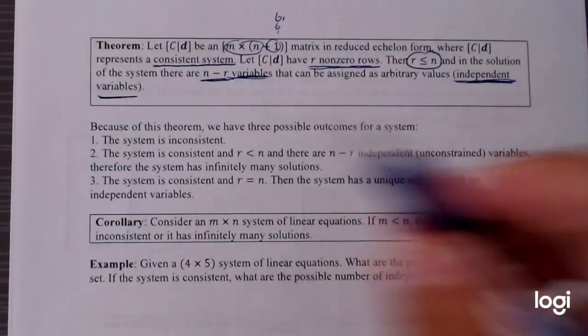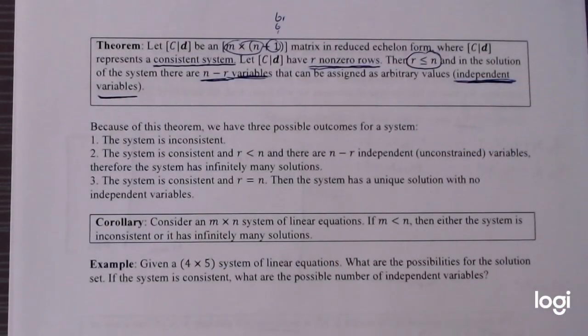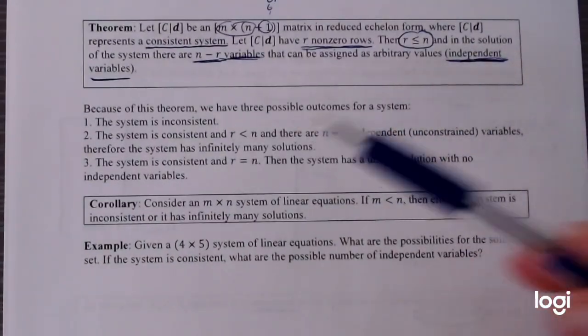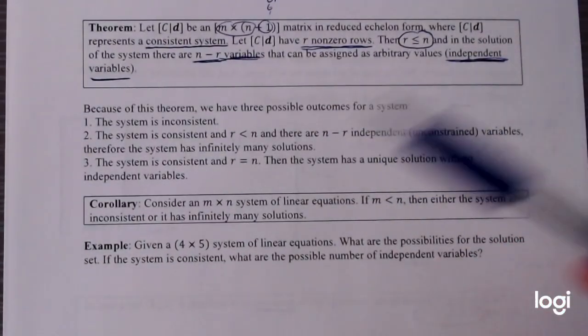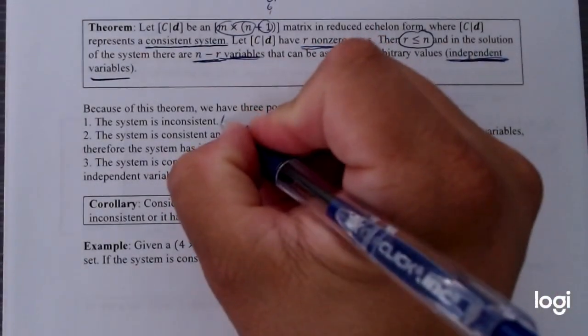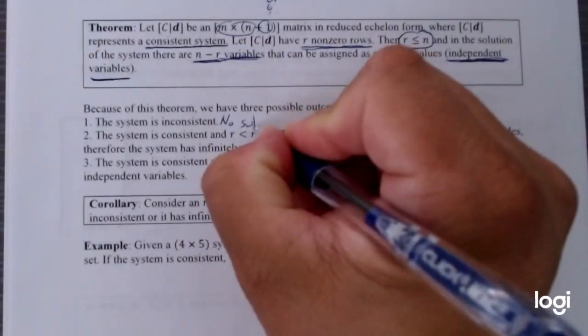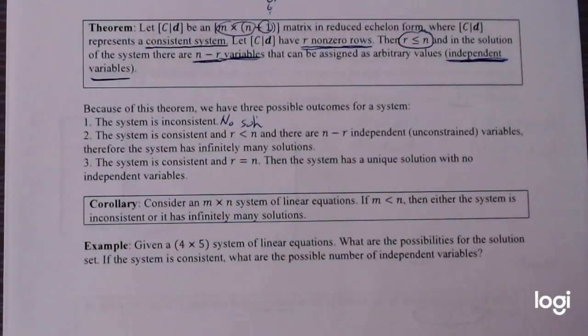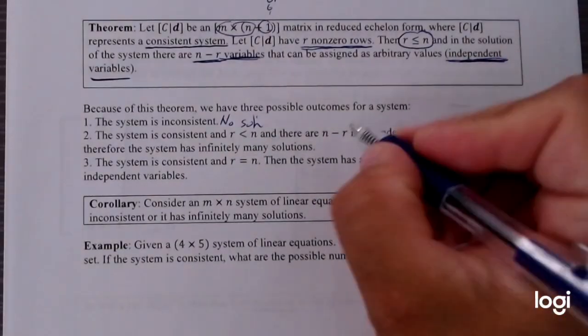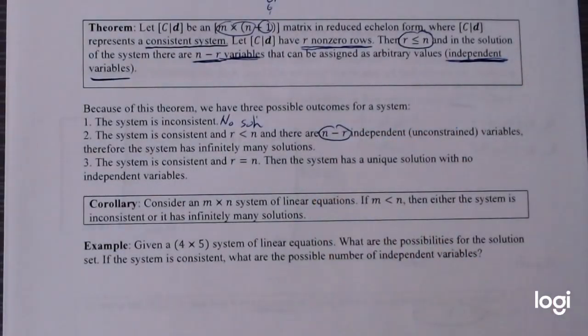Which means r represents the number of dependent variables. Okay. So, little recap. Because of this theorem, which is also pretty important, we have 3 possible outcomes for a system. The system is inconsistent, meaning no solution, which makes sense. The system is consistent, meaning we have a solution, r is less than n, and there are n minus r independent variables.